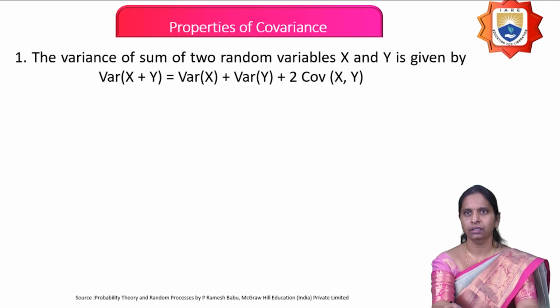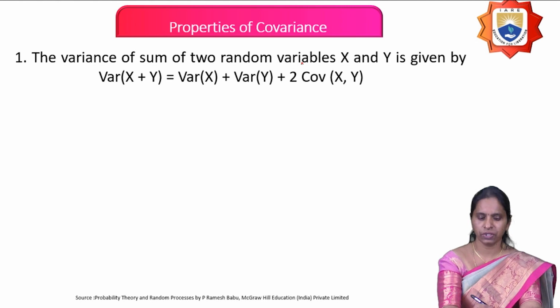Now let us see the properties of covariance. What is the first property? The variance of the sum of two random variables x and y is given by variance of x plus y, which is equal to variance of x plus variance of y plus 2 into covariance of x comma y. So let us prove this property.